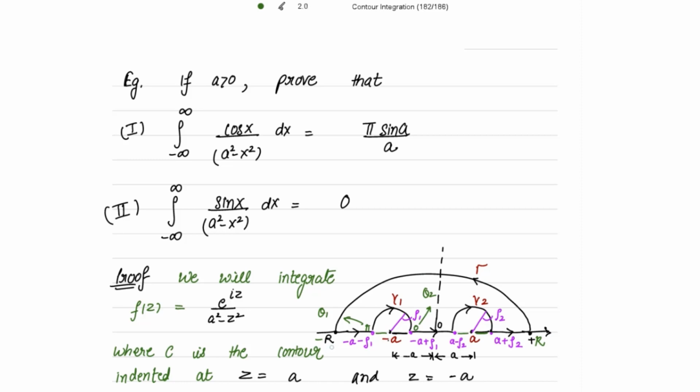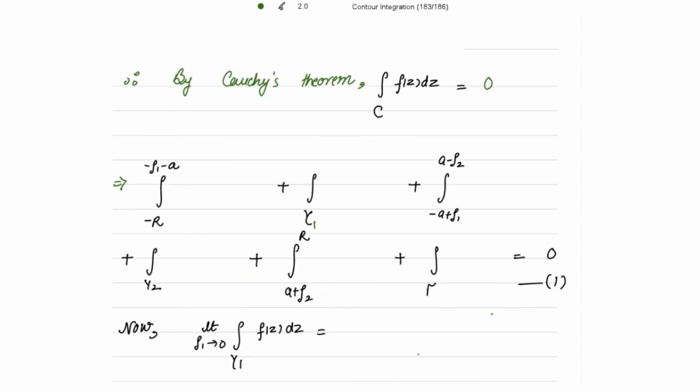Please again and again remember, whenever you integrate along the real axis, you have to keep your function in terms of x, and whenever you integrate along the curves, you have to keep your function in terms of z. So when integrating along the real axis, I write the function in x.